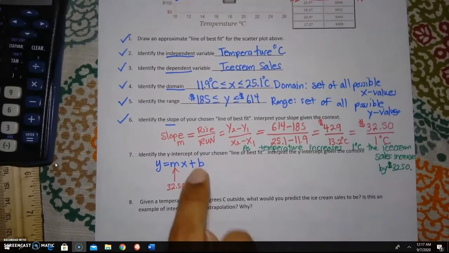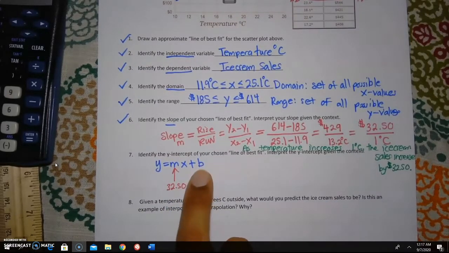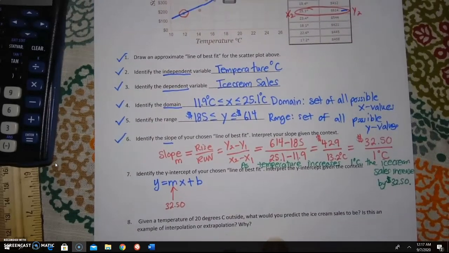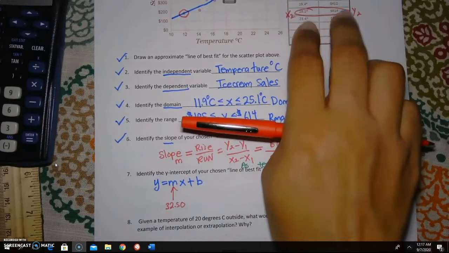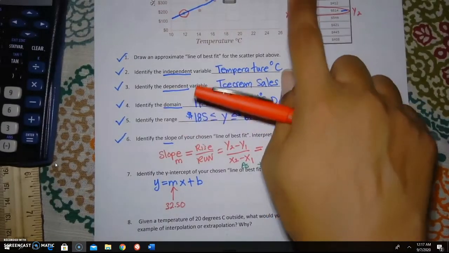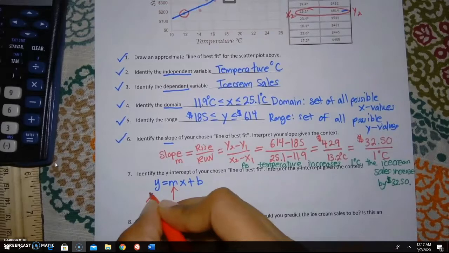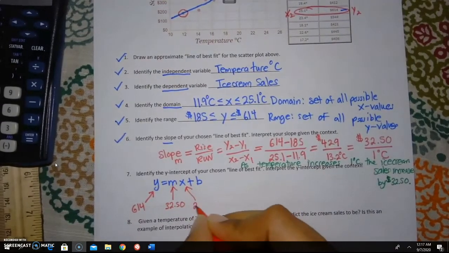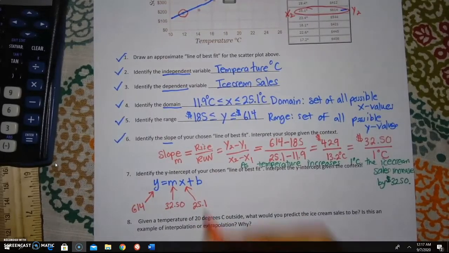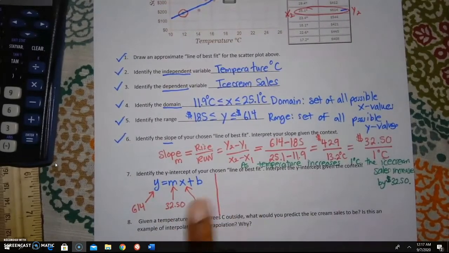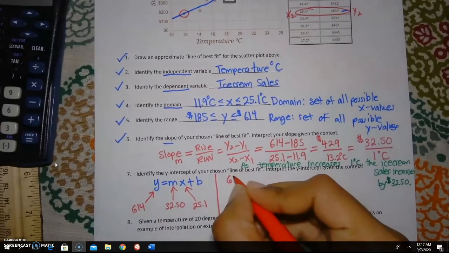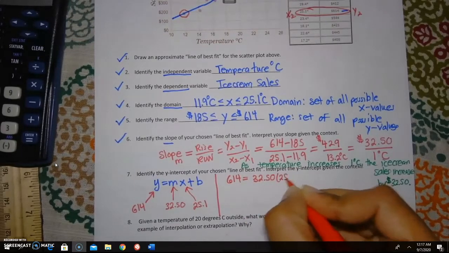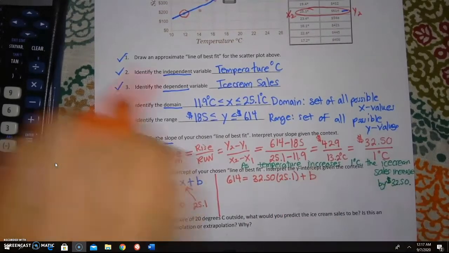Now, we want to find b. We don't know b. We don't know the y-intercept. But we do know some x's and y's. So I'm just going to take this one right here. It doesn't matter if we take the first one or the second one, but I'm going to take that second one. So I have 614 for y, and I have here 25.1 for x. And I'm just going to substitute those values into this equation for a line, and then solve it for b, or y-intercept.